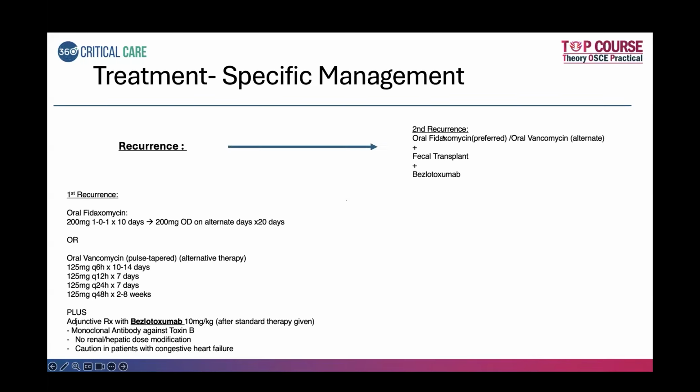If a second recurrence has occurred, then you need to go ahead with fecal transplant and also repeat Bezlotoxumab.